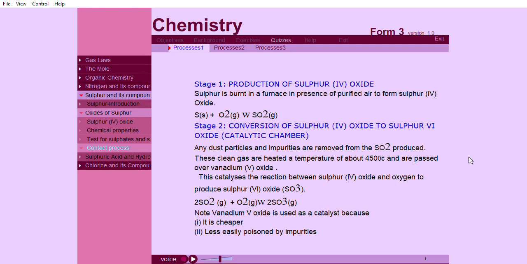Note that vanadium(V) oxide is used as a catalyst because it is cheaper and is less easily poisoned by impurities.